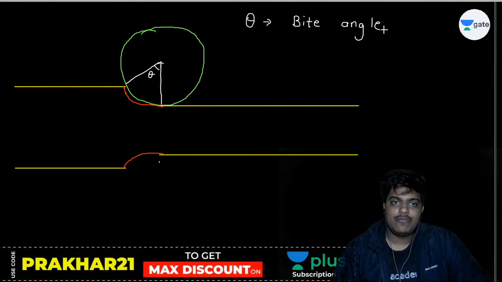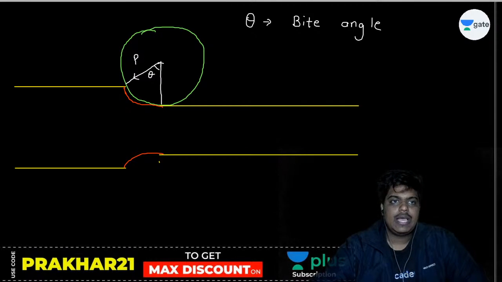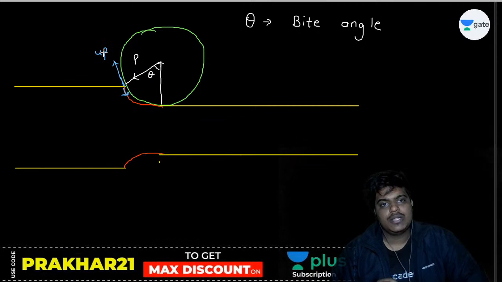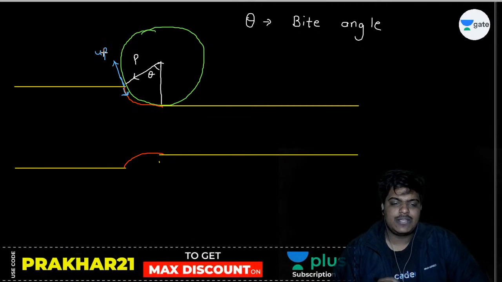Now they are asking what the forces are. So देखो, the roll will start applying the force from here. Let us say this force is P, and at the same time the work material is moving in this direction. So in just the opposite direction you are going to have mu P. That is the frictional force.